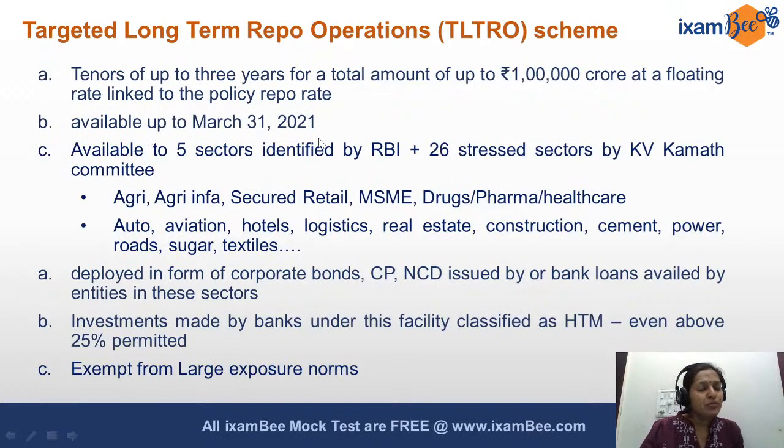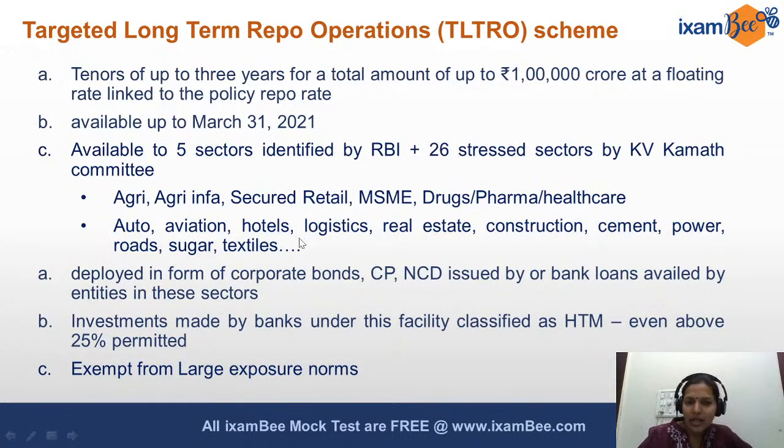This scheme is available up to 31st March 2021 as of now, and RBI had initially, when the first time they had launched in October, they had identified 5 sectors to which the banks could lend this money after taking from RBI. Later in December, they had added the 26 stress sectors which were identified by the KV Kamath committee. Okay, so the 5 sectors initially allowed by RBI were agriculture, infra, retail, secured retail, MSME, and healthcare, pharma and drugs related industry. Later, the 26 stress sectors were also added.